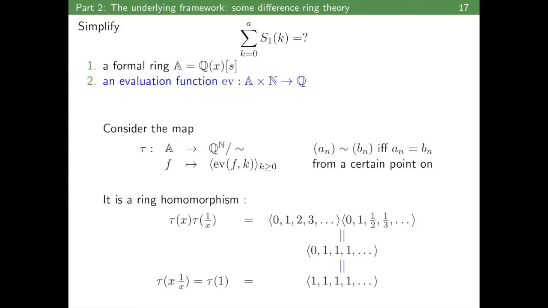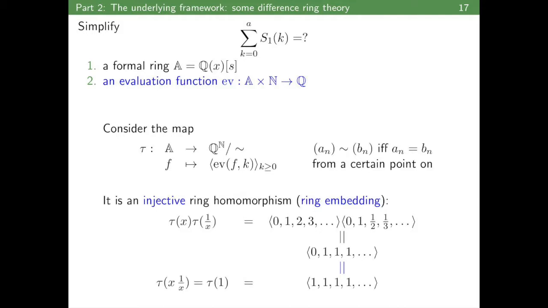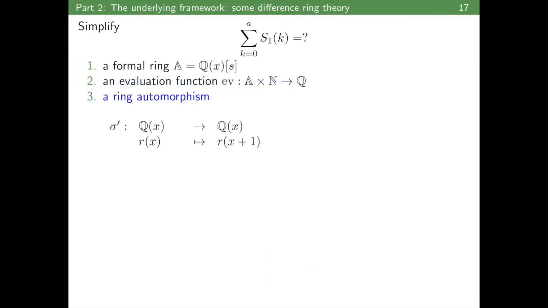Okay? And having that, actually we now have equality, because this sequence equals that, because only one point is wrong. And indeed, this now forms a ring homomorphism. It's even an injective ring homomorphism. One can also show that, but I want to skip this. This means it's an injective map. I will say more about that later. Okay. So we now have a formal ring, and given an evaluation function, we have a correspondence between our formal ring and the ring of sequences.